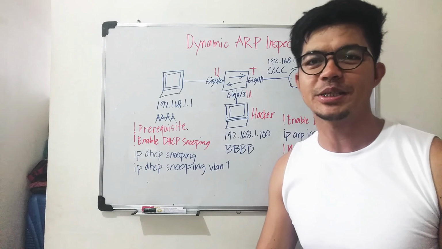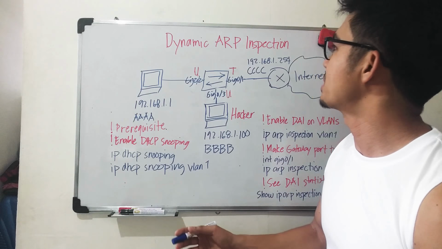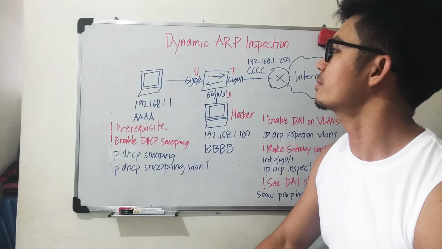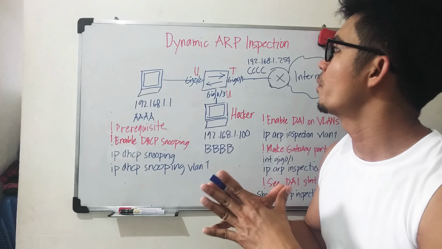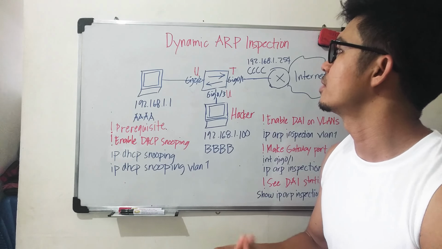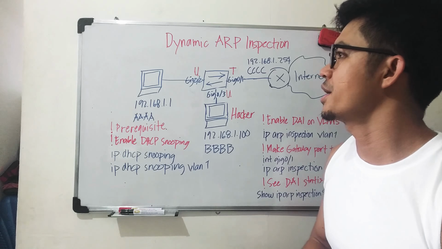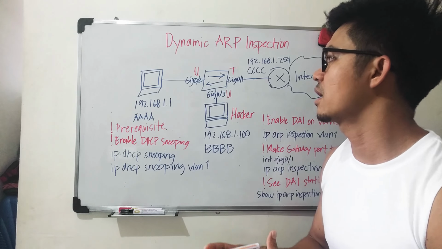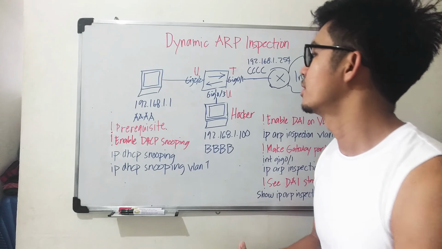In this video, I'm gonna talk about dynamic ARP inspection. So, why do we need this feature? We need this feature to prevent a man-in-the-middle attack called gratuitous ARP man-in-the-middle attack.